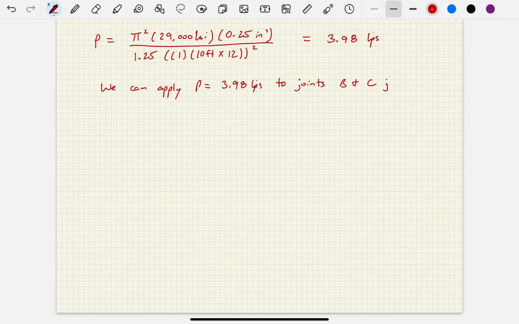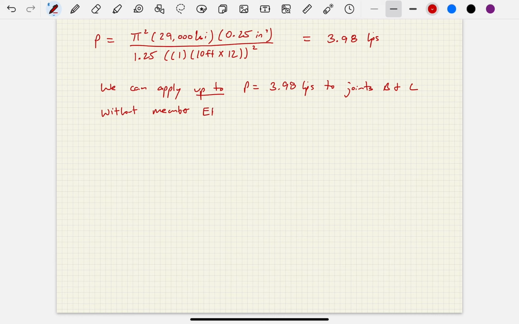Let me reword that. We can apply up to P equals 3.98 kips to joints B and C without member EF buckling. Okay, now if you put 3.98 kips on each of those joints, then member EF will be on the verge of buckling. It will just barely start to buckle.